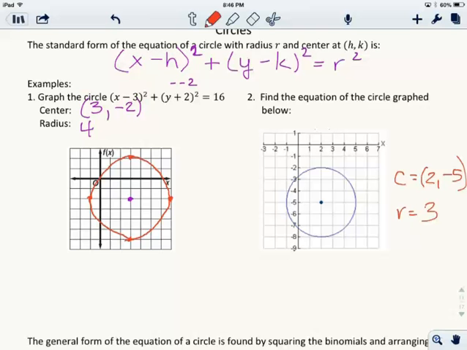So when we plug this back into the formula, we have x minus, in this case our h is 2, squared, plus y minus, k would be a negative 5, and if we minus a negative, really we're just adding 5 squared, equals our radius squared, 3 squared is 9. So that right there would be our equation of the circle.